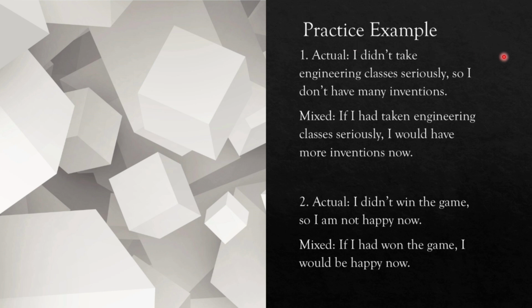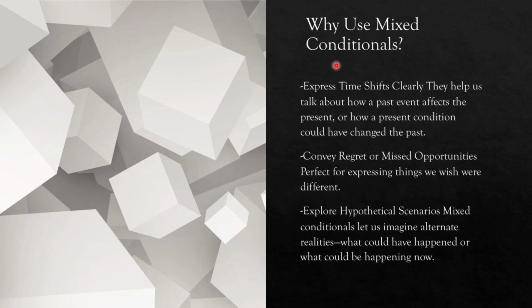So let's analyze this one first. The past condition, taking classes seriously, has a present result, having inventions now. The verb structure clearly shows the mix of the past cause and the present outcome. And lastly, why do we use mixed conditionals?